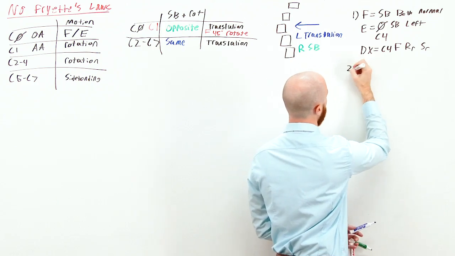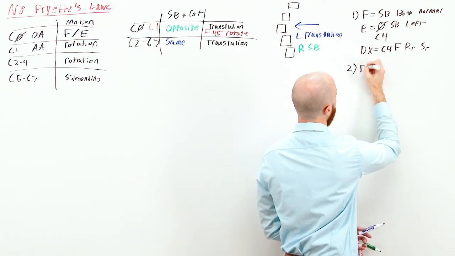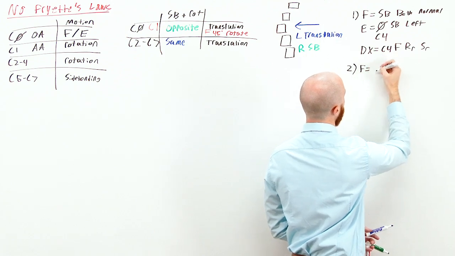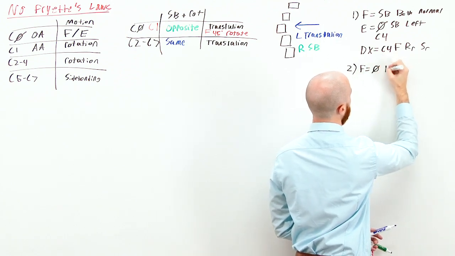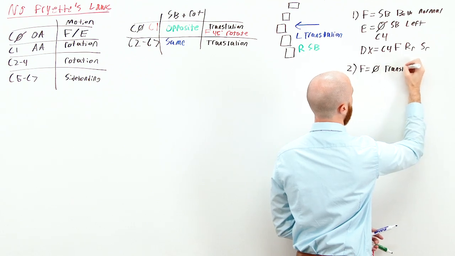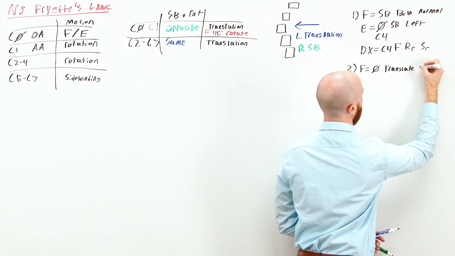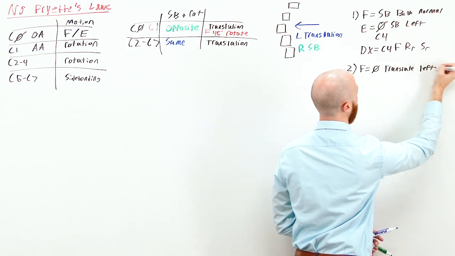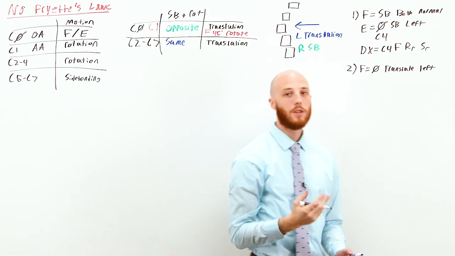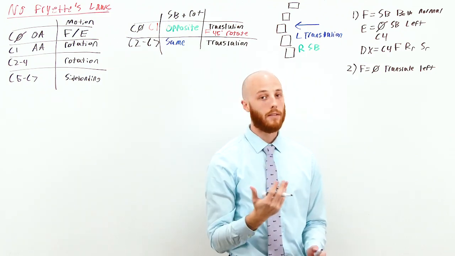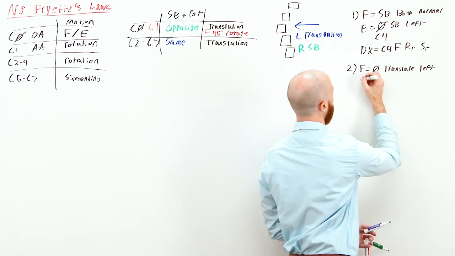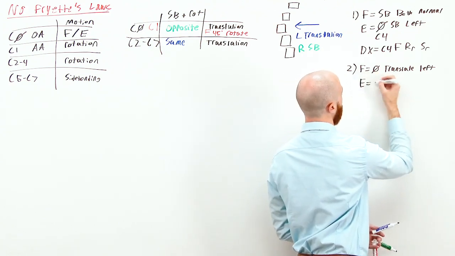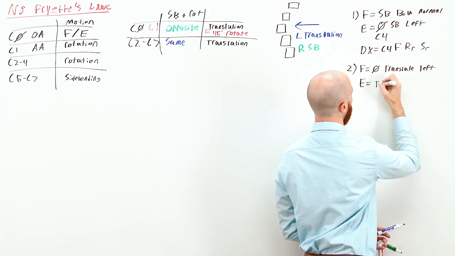For the next example, they tell you that during flexion, you cannot translate to the left. This means that when they try and translate to the left, it doesn't want to go. But during extension, totally fine with translation.